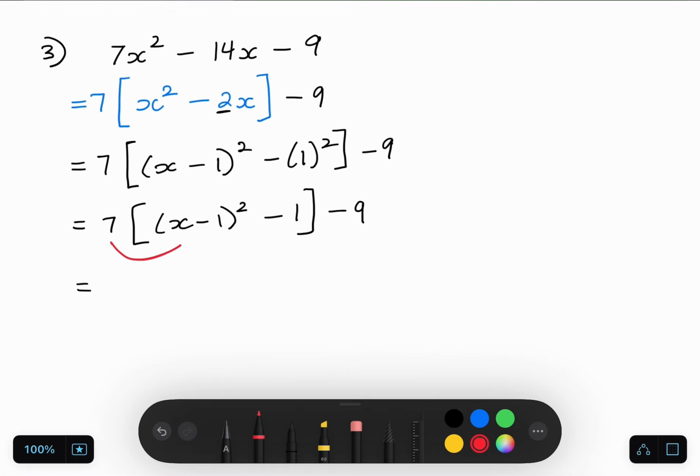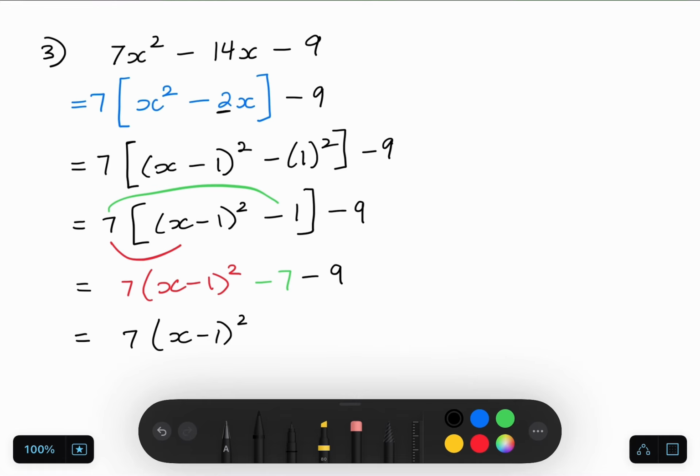So 7 times x minus 1 will be 7 by x minus 1 squared. And then 7 times minus 1 will be minus 7. All right, now you could bring down your minus 9 and you could finally simplify. So 7 by x minus 1 squared is the first part of the completed square format. And then minus 7 minus 9 is negative 16.